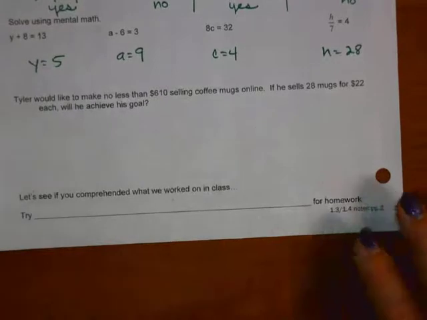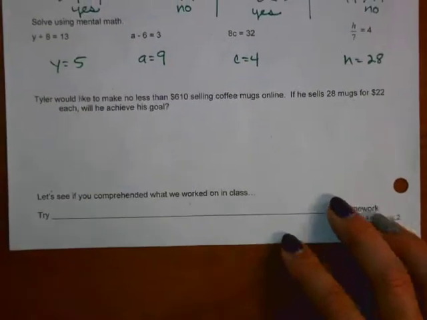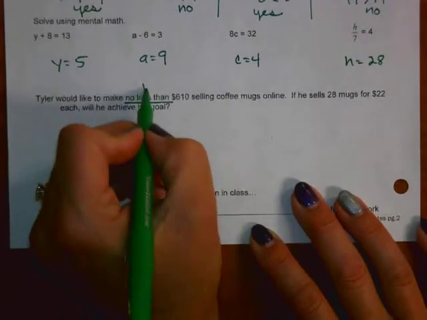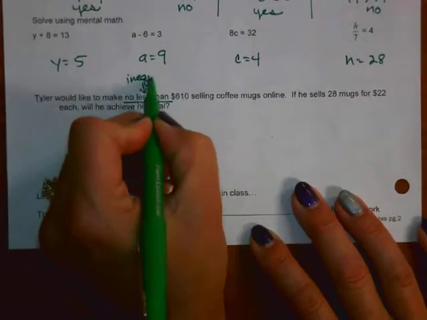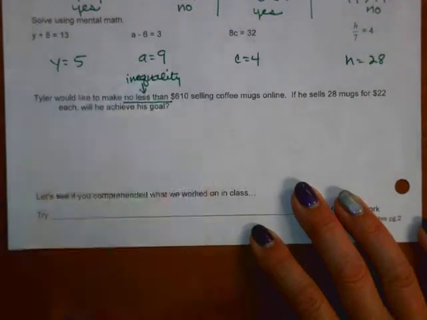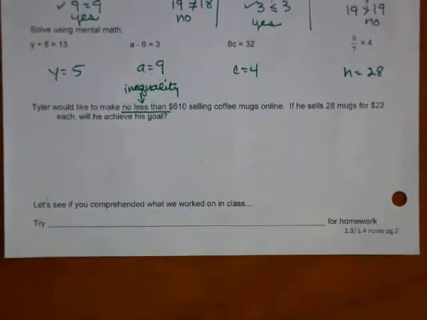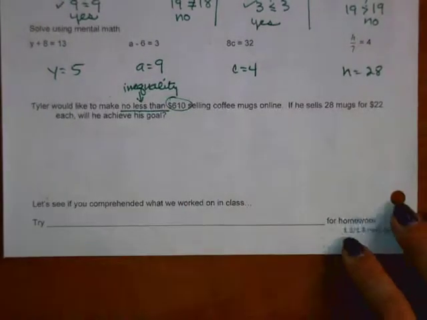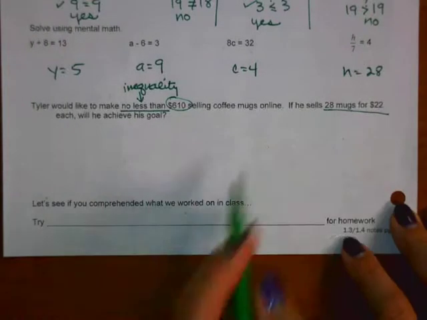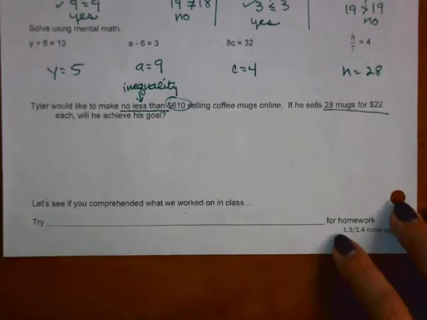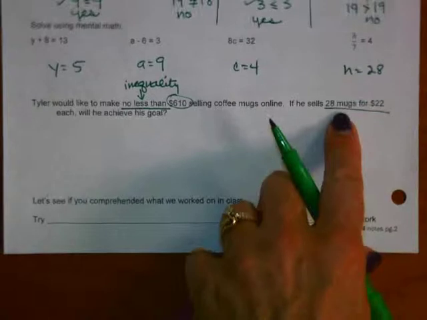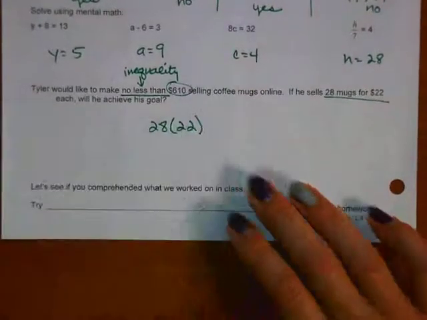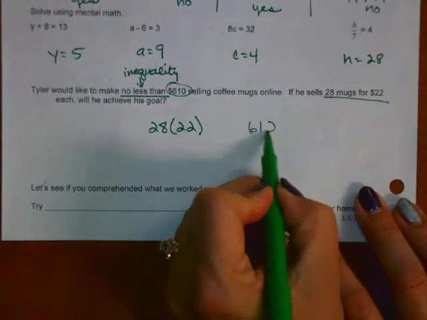All right, almost done. Tyler would like to make no less than. Oh, if I see this, that tells me it's an inequality. It is not an equal sign. It's an inequality, no less than $610 selling coffee mugs online. If he sells 28 mugs for $22 each, will he achieve his goal? All right, so this is telling me how much he makes. So I'm going to write down 28 times 22. He wants to make 610.